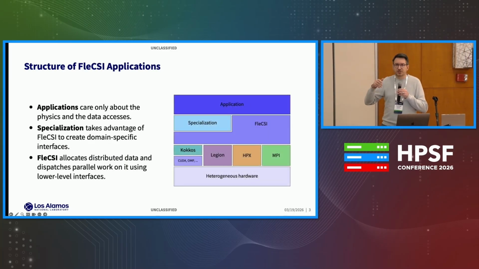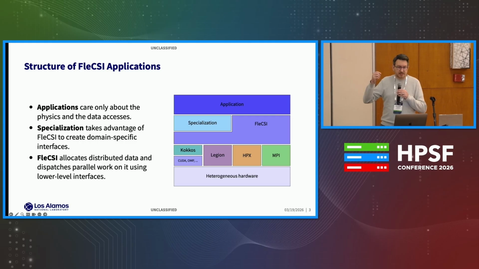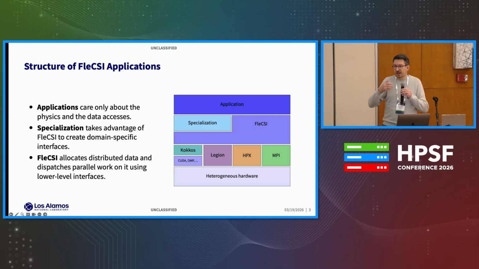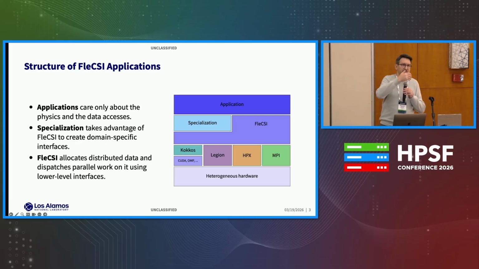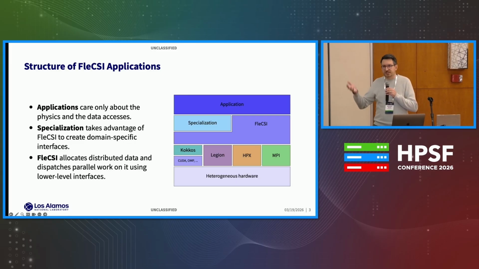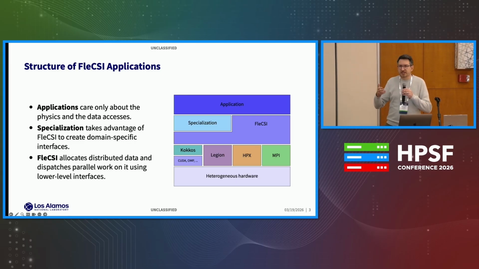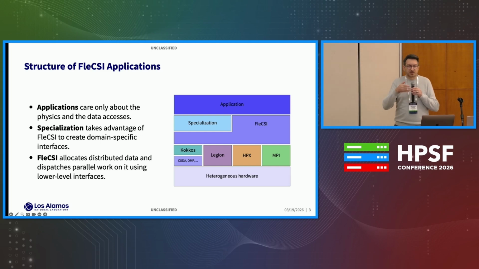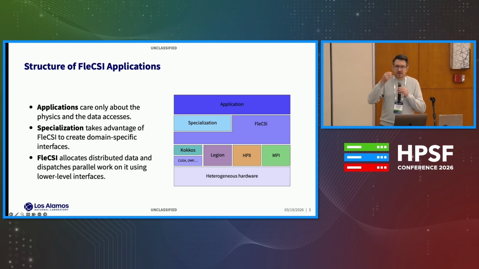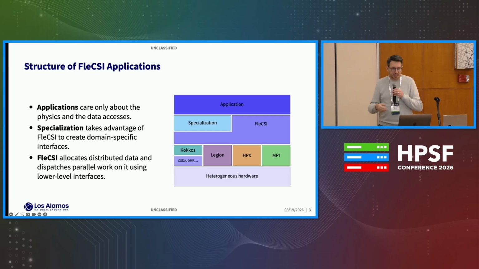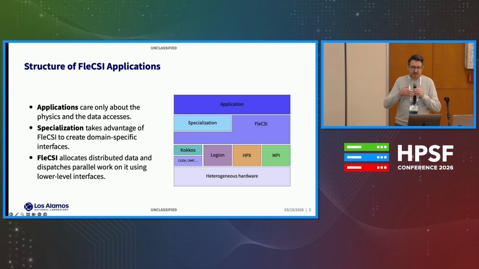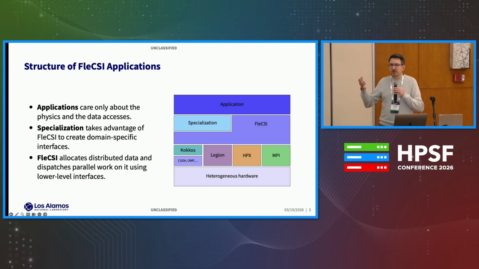You have the application, which implements the physics and the data accesses. And then that is followed by the specialization. That's the name we give it. That's the layer that translates the needs of the application to what FleCSI understands. So think of it as providing domain-specific interfaces that translate the application data to the FleCSI model. And then finally, you have FleCSI taking care of the distribution of data and managing the parallel dispatch.